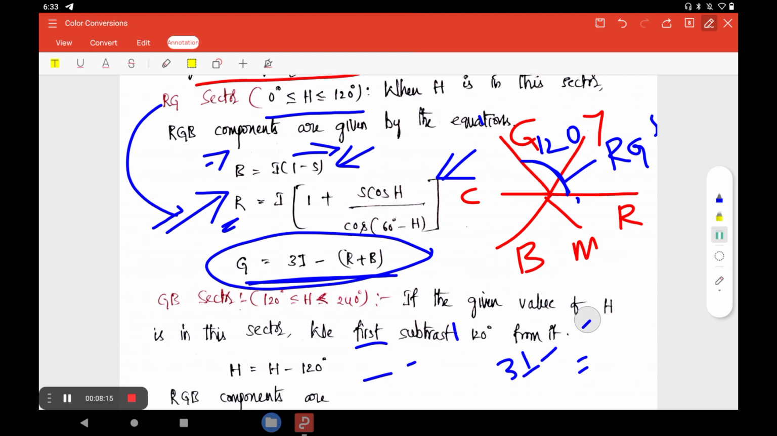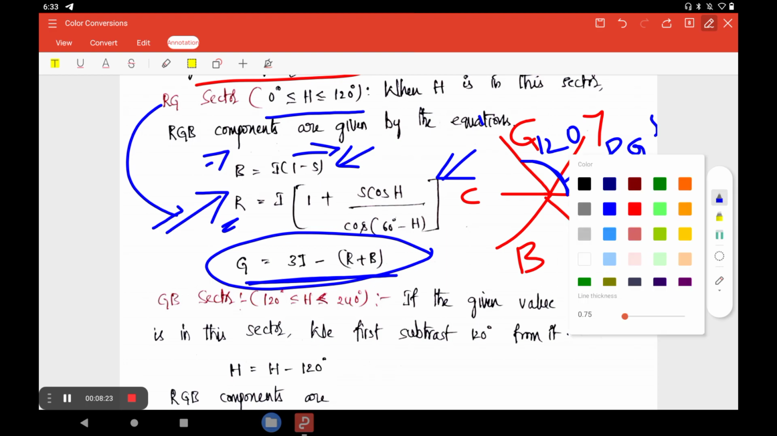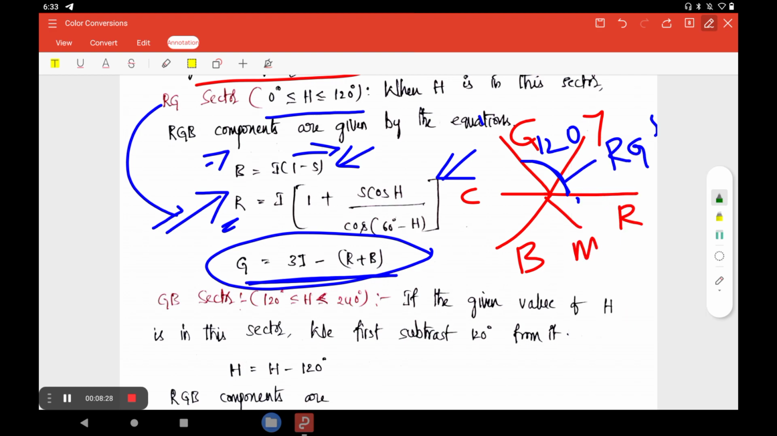Now coming to the next sector, the second sector, that gives rise in this range to what is nothing but the GB sector. So this is where 120 plus 120 gives rise to 240. Therefore the H overall angle is equal to 240 degrees. Therefore the H ranges from 120 degrees to 240 degrees in the GB sector. Okay, only in the GB sector, it ranges from 120 degrees to 240.